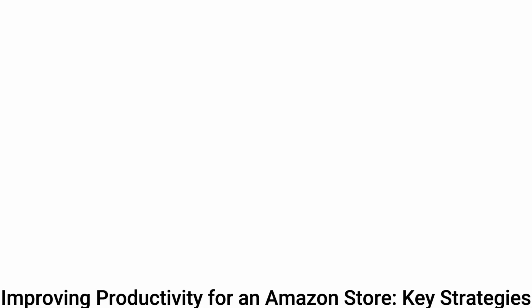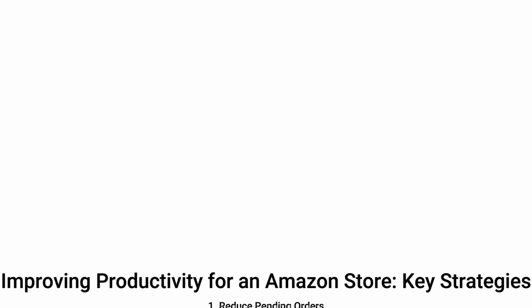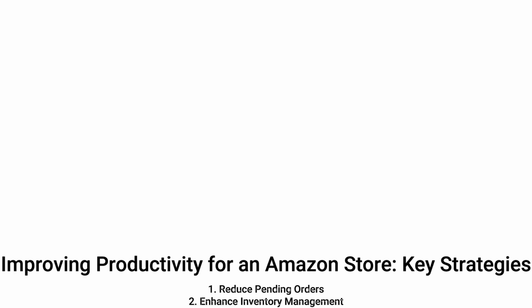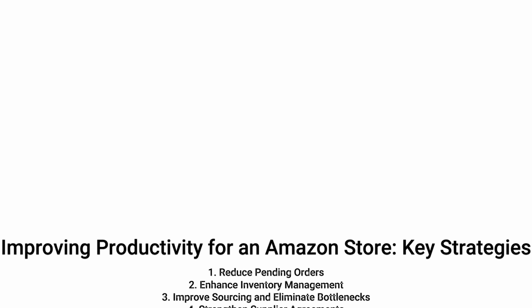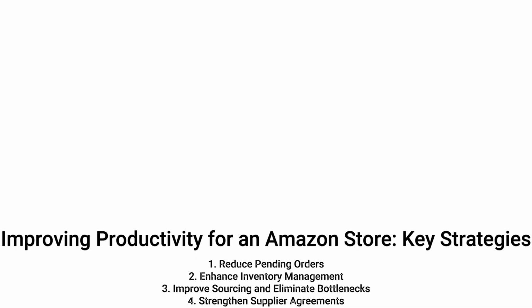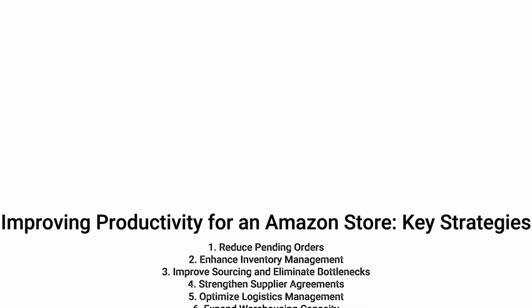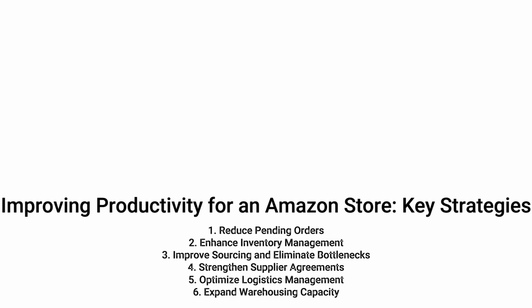Improving productivity for an Amazon store. Key strategies to enhance the overall productivity and efficiency of an Amazon store, especially one facing high order cancellations and fulfillment issues. Several strategic actions can be taken. 1. Reduce pending orders. Delays in order fulfillment can hurt customer satisfaction and store ratings. Streamlining order processing and ensuring timely stock replenishment can significantly reduce pending orders and improve delivery timelines.